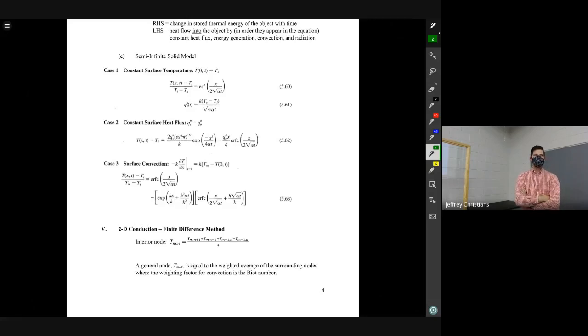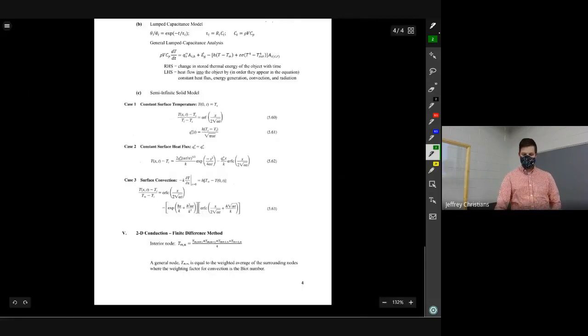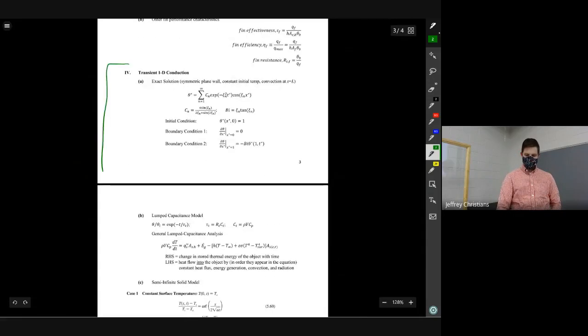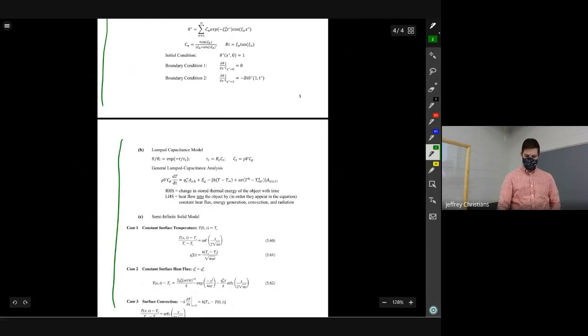So there's going to be a quiz. It will be one problem. It will be a time-dependent heat transfer problem. So we're going to be living in this section. And it's going to be a question that's going to ask you to do something.